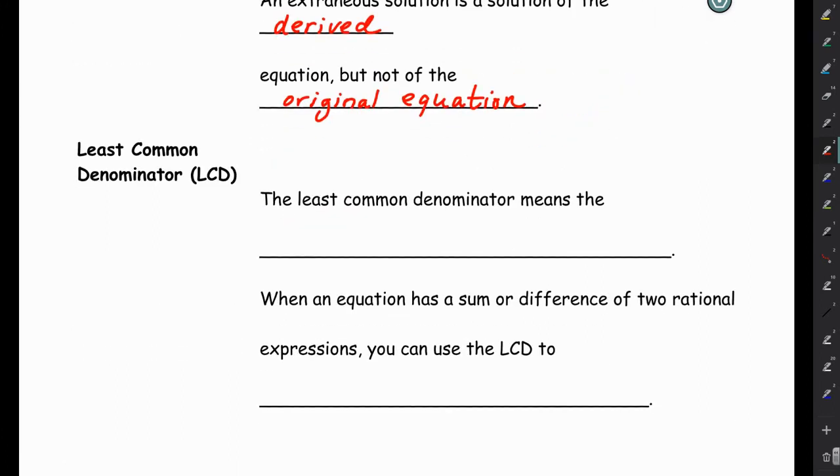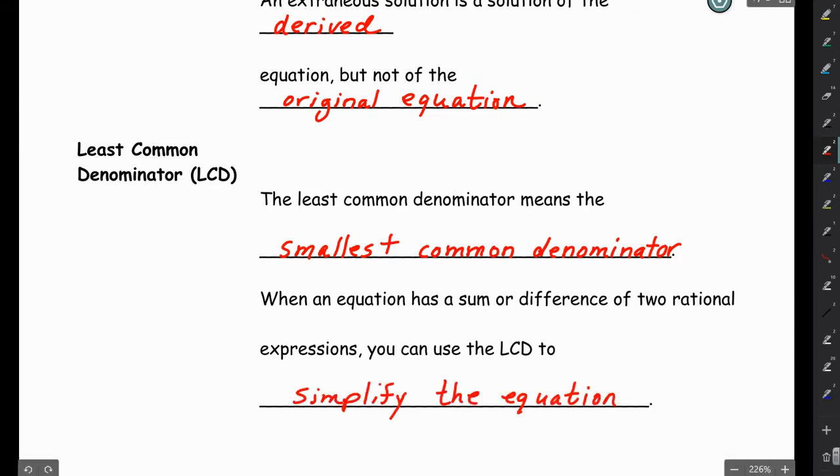We're also going to be using a least common denominator. The least common denominator means the smallest common denominator. When an equation has a sum or a difference of two rational expressions, you can use the least common denominator to simplify the equation. And we'll need to do that in this lesson.